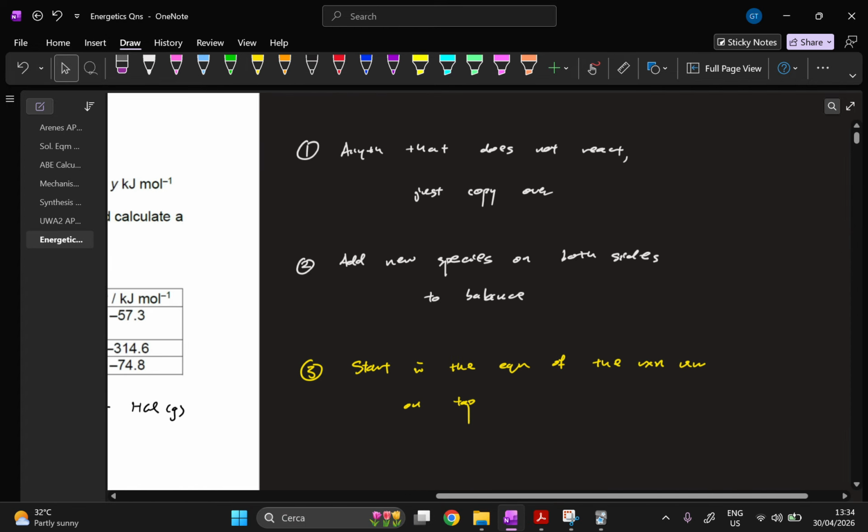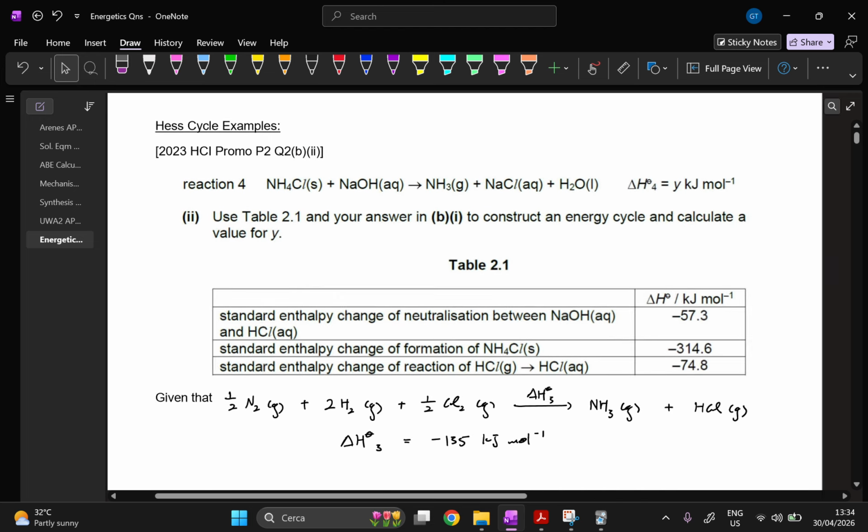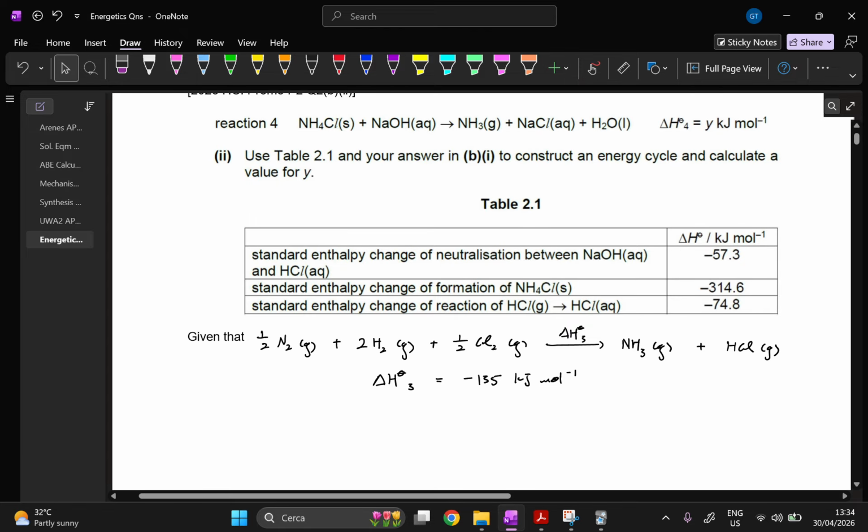Why is this the case? To be honest, I have no idea why, but it's just something that we have been taught for generations. And from personal experience, it's a lot easier as well to start with what you want at the top. Because if you start with something that you are given, then it's not very easy to find where exactly to slot in this reaction.